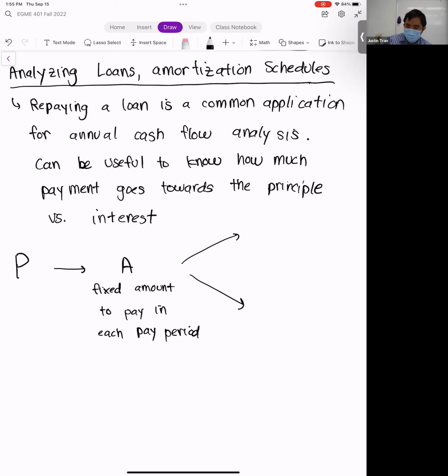And this A, a certain percentage of that A is going to go towards actually paying off the principal, while a certain amount of that A is going to go towards paying off the interest.